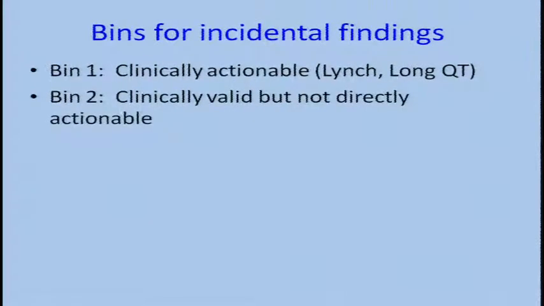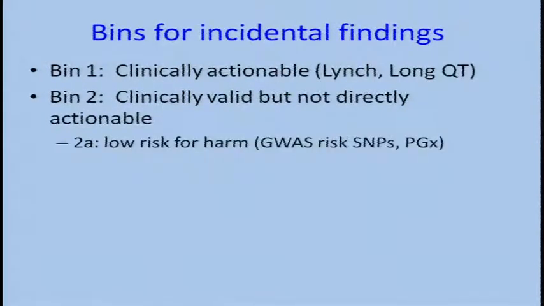Bin two, in our lingo, are the genes that are clinically valid but not necessarily directly actionable. So in other words, a gene for a clearly associated Mendelian disorder, but there may not be a specific intervention that will help that person prevent morbidity or mortality. And I agree that there is some gray zone in terms of what utility means for these types of genes, but when we're talking about it, we're talking about what that patient would be able to do with the information. We subcategorize bin two into three groups.